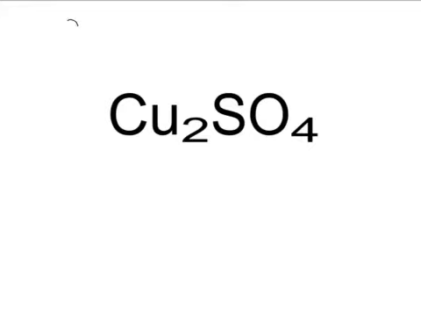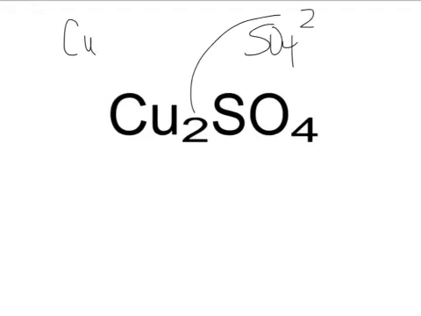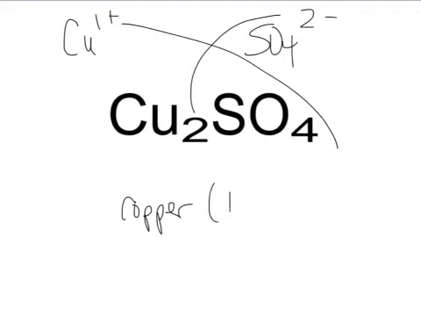Okay, let's unzip this one. Copper goes here. Sulfate goes over here. This is a 2-. There is an understood 1 that goes there. The 4 is part of sulfate, so it does not move. This is copper 1 sulfate.